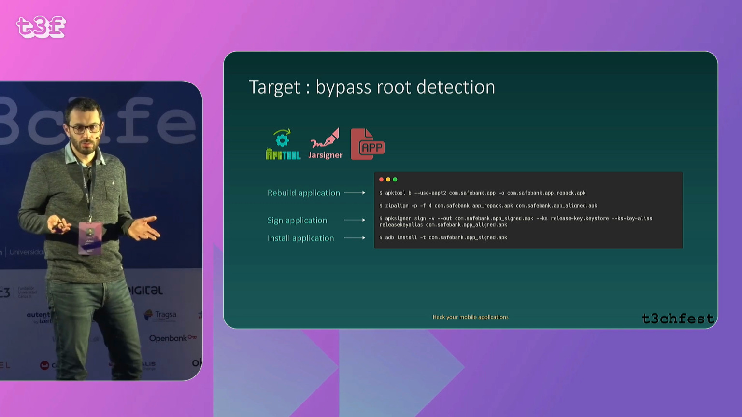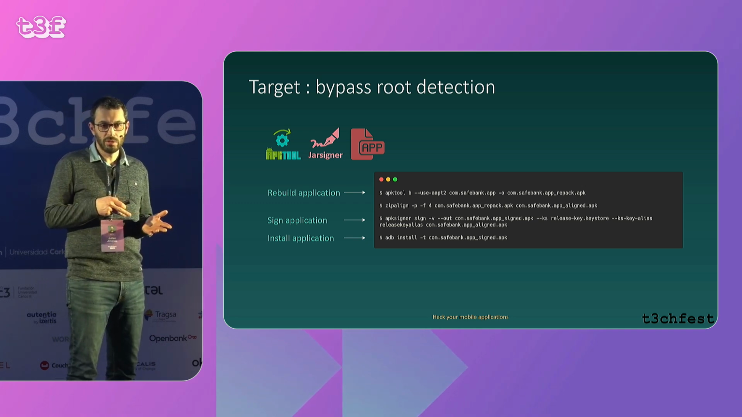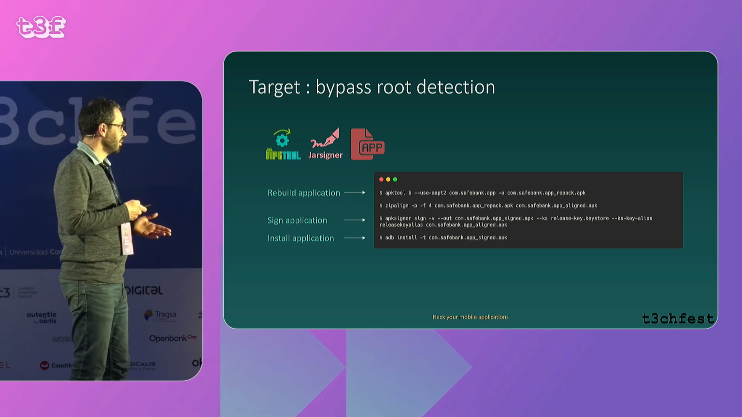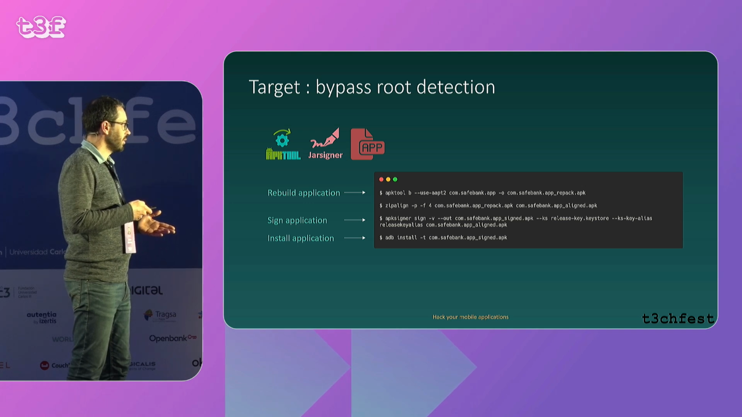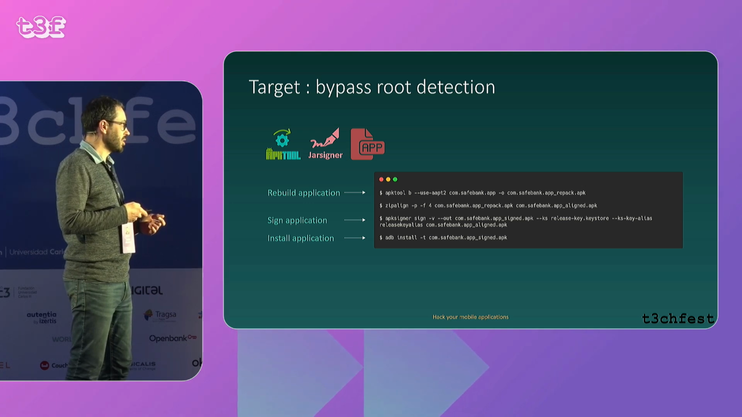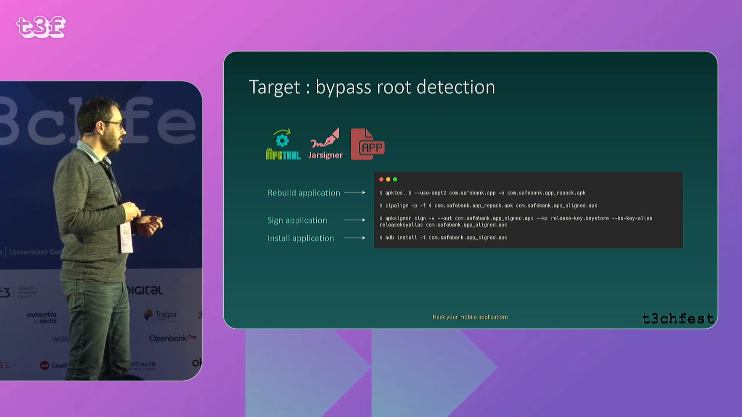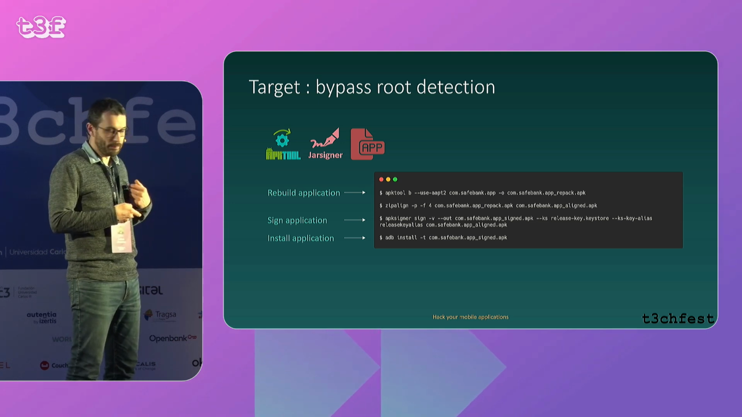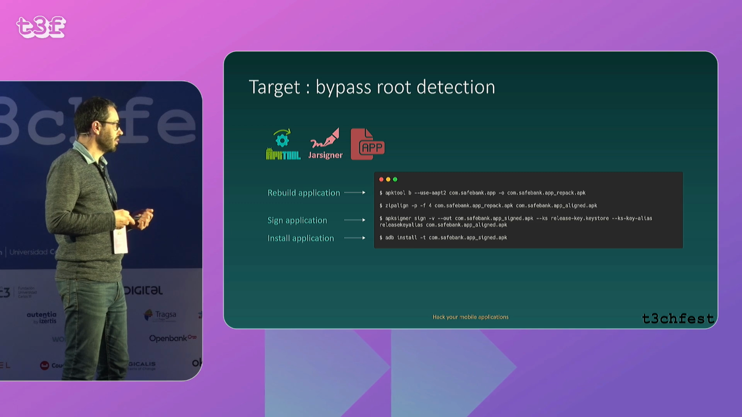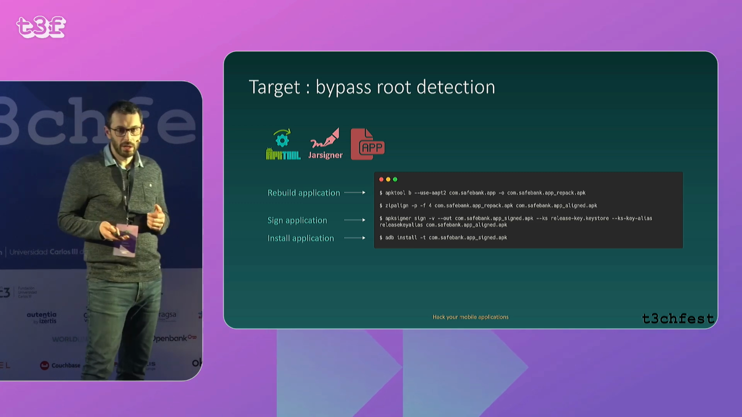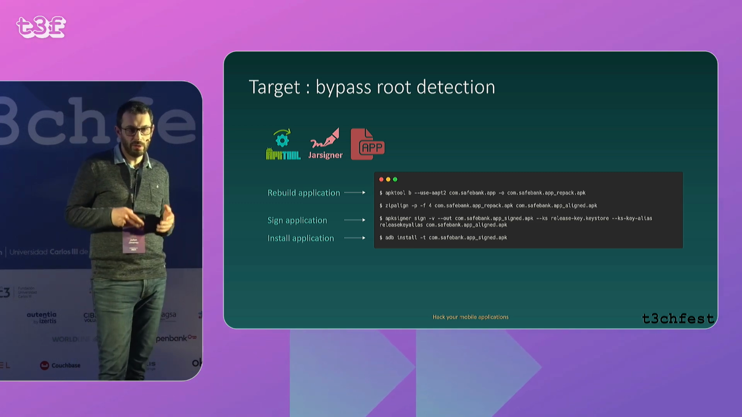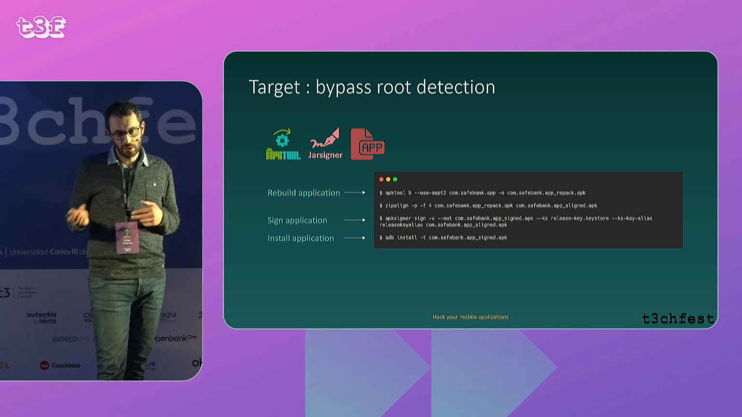Okay, now I have to install my application in the phone. So I will use APK tool, build with my package, etc. I will sign the application with my own key. And finally, with ADB install, I install the modified application in the phone.